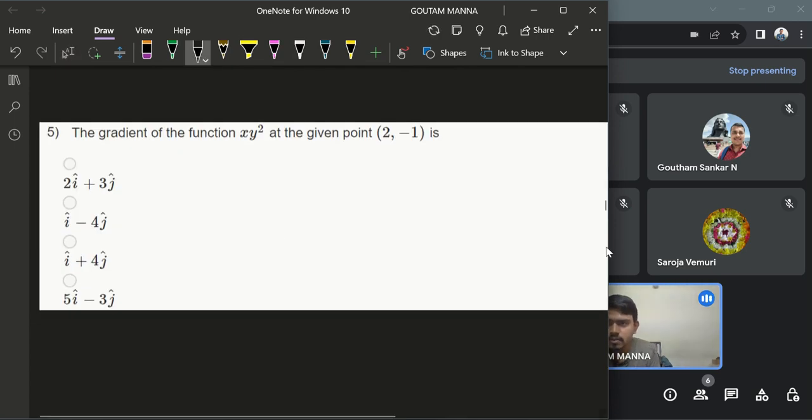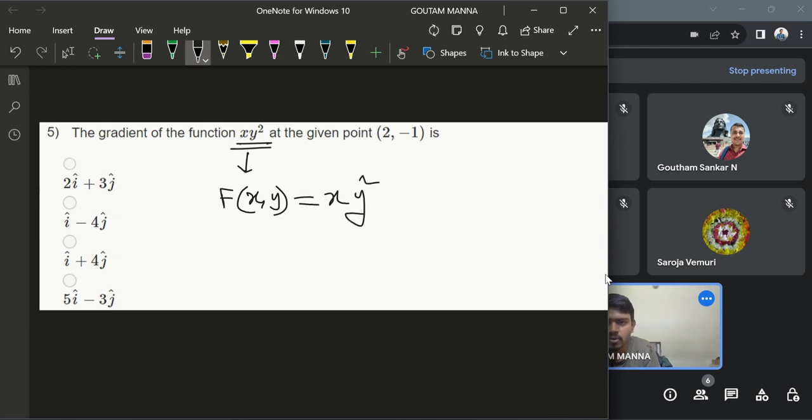Now the next problem is, we are given a function, this is f of xy equals to x y square, and we have to find out the gradient at this point 2, minus 1.